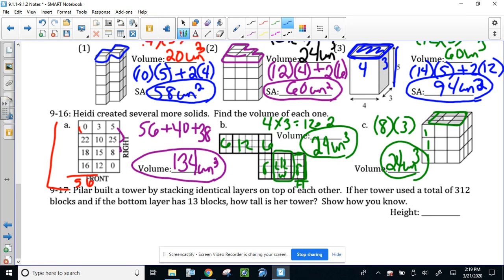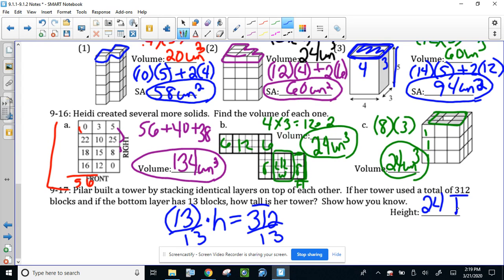It's fine. Her total tower used 312 blocks, and the bottom layer has 13 blocks. So we know that the bottom layer is 13, and we want to know how tall is her tower. So 13 times the height should tell us the volume, the total, which in our case we know is 312 total blocks. So if we want to know how tall she created her shape, we really just have to divide by 13 here. And if we do that, we should get 24 blocks tall. And there's our answer. And that's all that one is.